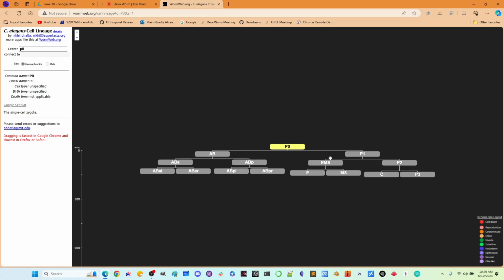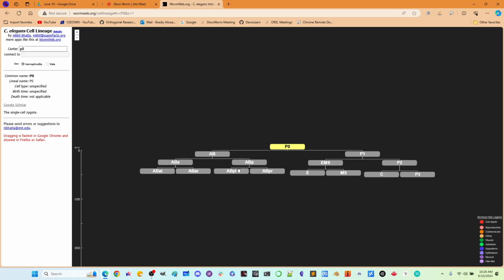Now, in terms of the terminology, P0 technically is the parent of both AB and P1, and thus is the parent of the entire lineage tree. AB is the parent of ABA and ABP, and thus is the parent of the entire AB lineage in the anterior end of the worm, or the head. So that's the nomenclature there.